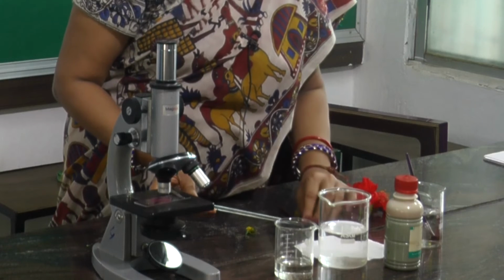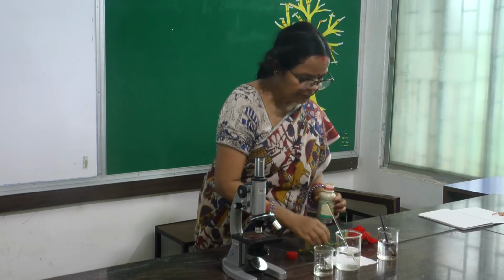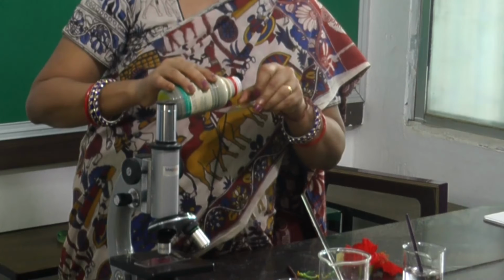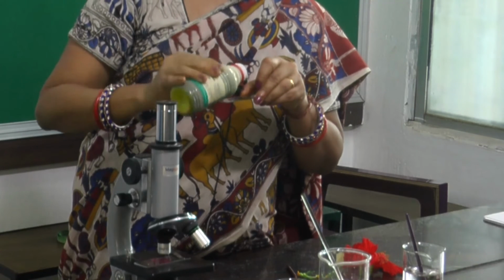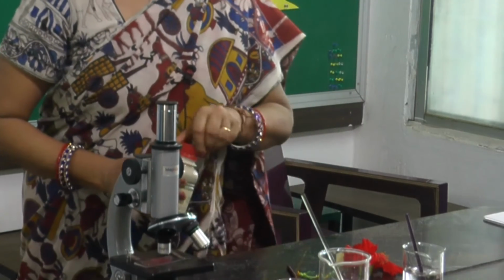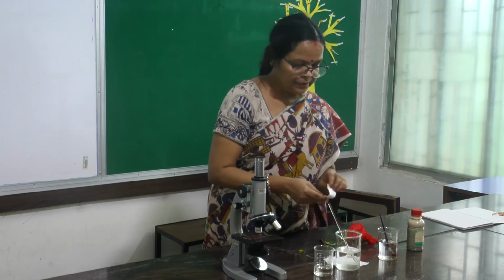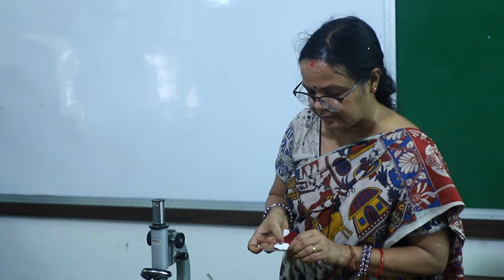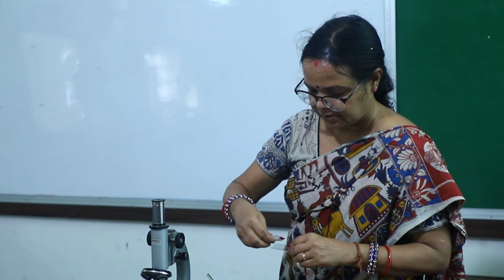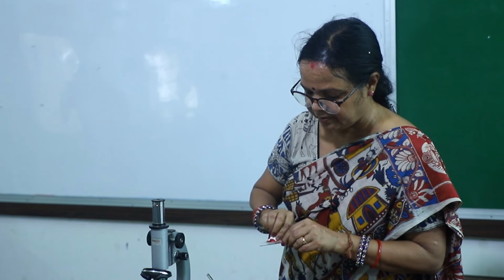Now you put a drop of water. Next, you have to put a staining material, that is safranin. The color of safranin is pink. So put a drop of safranin here and keep for a minute. Then use blotting paper to soak up the excess safranin. Look here, you have to remove safranin using blotting paper, on both sides, because your slide should be neat and clean.